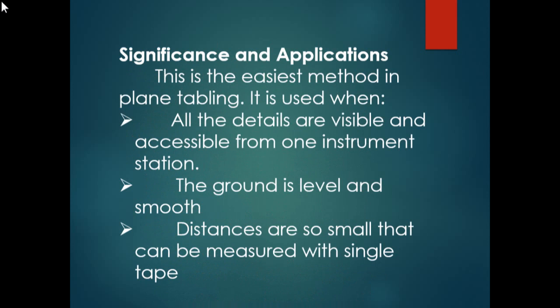And last, significance and application. This is most important. This is the easiest method in plane tabling. It is used when all the details are visible and accessible from one instrument station. By centering the instrument station, you should see all the accessible details. The ground should always be level and smooth.